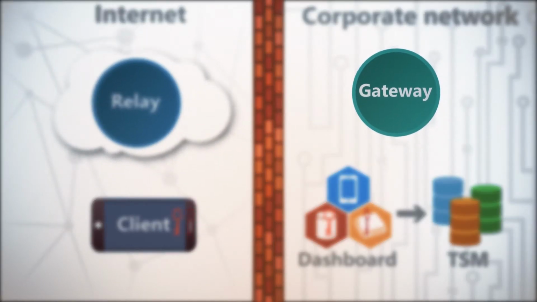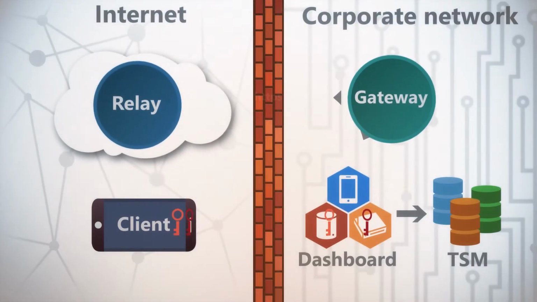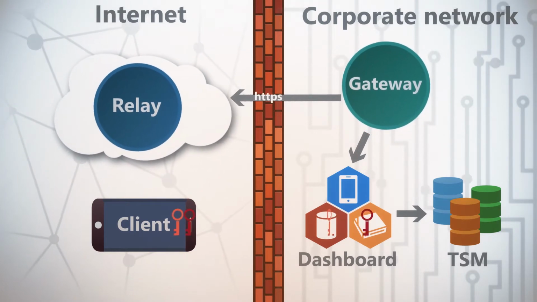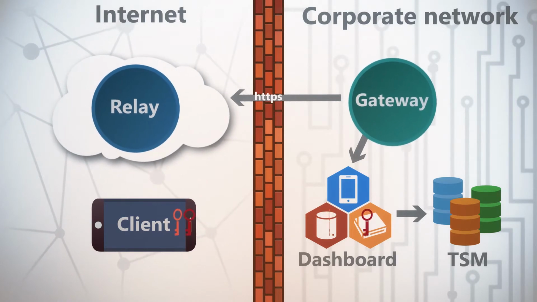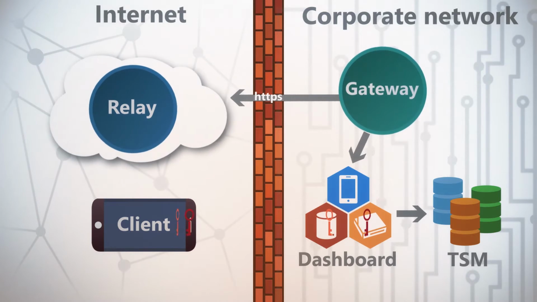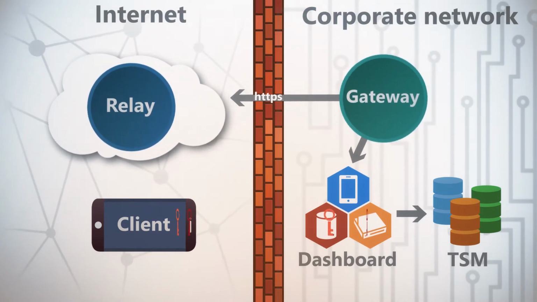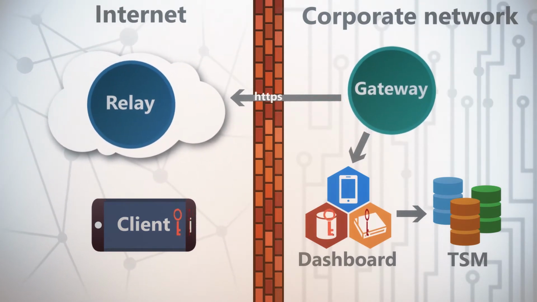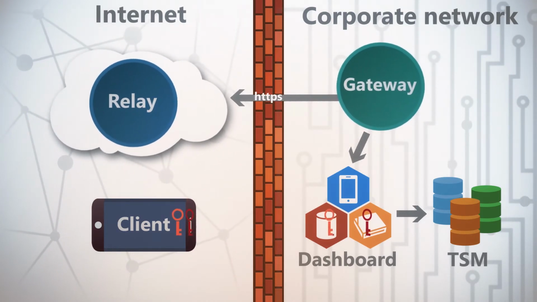The gateway establishes a secure connection between the dashboard server and the Internet. Within the intranet, the gateway needs to be positioned so that it can communicate with the dashboard server and the relay server on the Internet through a proxy server and a firewall. Communication between the gateway and the relay is similar to browser web server communication. That is, a connection is always initiated by the gateway and uses standard HTTPS protocols and ports.